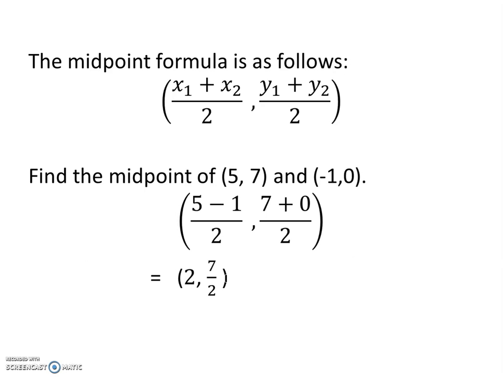The midpoint formula is x1 plus x2 divided by 2 for the x value, and y1 plus y2 divided by 2 for the y value. So if we're given these 2 points, we take 5 and add the -1, which is 4. 4 divided by 2 is 2. And then we have the 7 plus the 0, and divided by 2 is 7/2. So the midpoint of those 2 points is 2, 7/2.